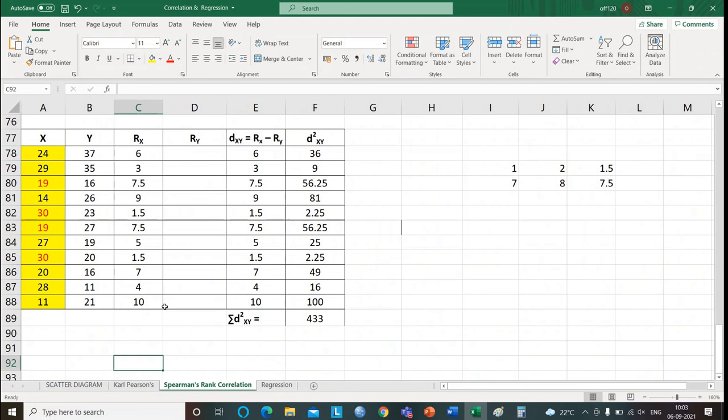So now we can cross verify ourselves where we have done the mistake. Why? Because how many values are given? 11 values are given. But how many ranks did we get here? We got only 10 ranks. So this is a mistake.